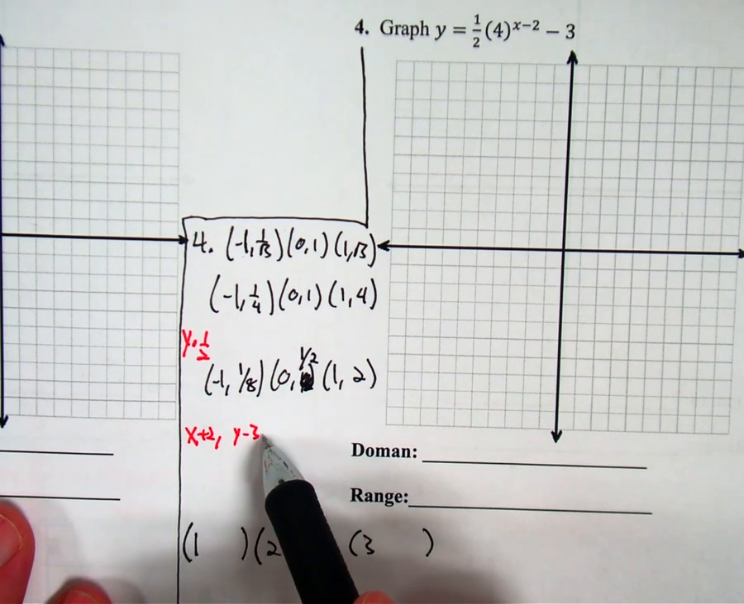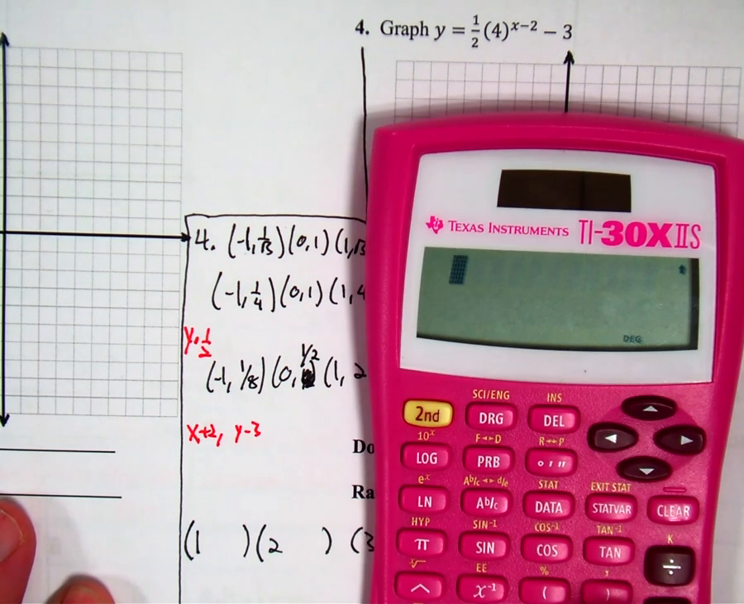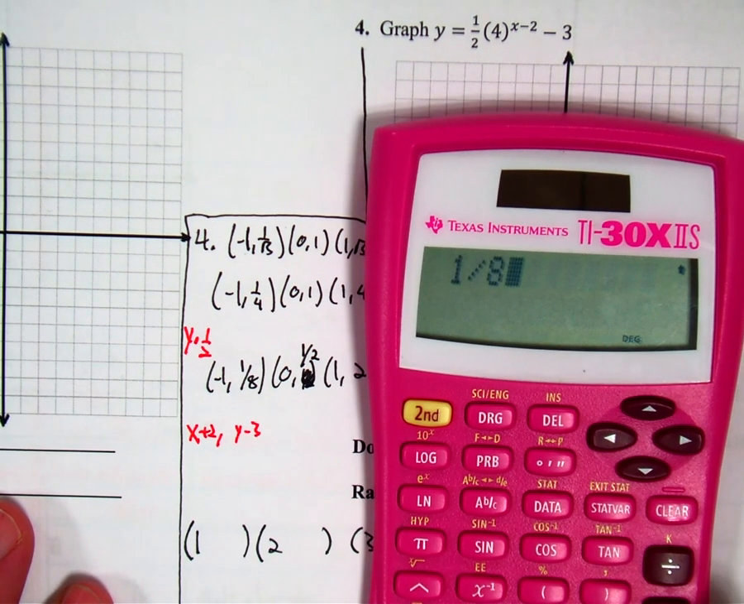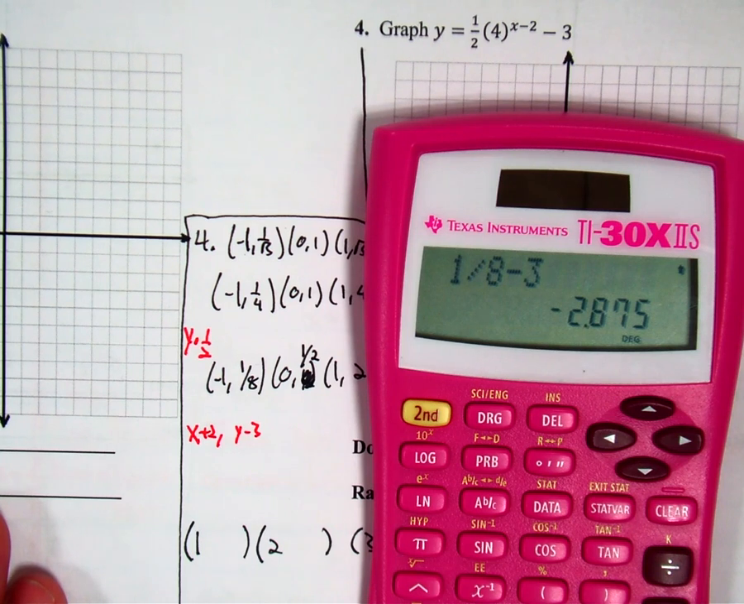Okay? Now, this is the tricky part. 1/8 minus 3. Okay, we're going to have a little scientific calculator. We're not having our graphing calculator. So 1 divided by 8 minus 3, negative 2.875. Now that decimal ends, so you could just write it out with 3 decimals. Do not round that to negative 2.9. No, no, no. Negative 2.875 if you're going to go decimal. Otherwise, let's leave it as a fraction.